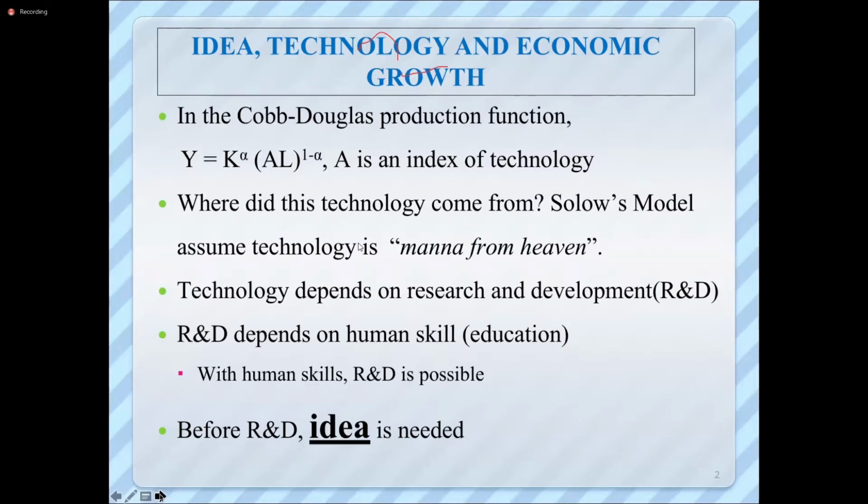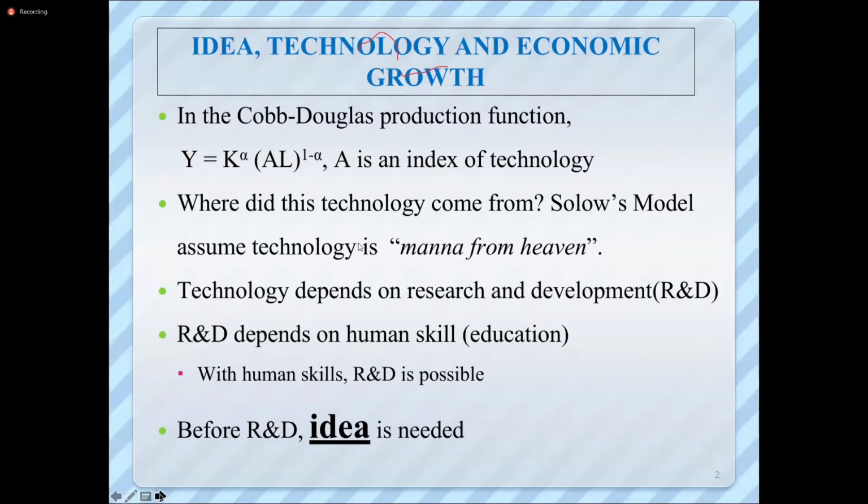If you look at this slide, in the Cobb-Douglas production function, we have Y equals K, A, L, where A is an index of technology. The most important thing is we have to understand where this technology comes from. In the models previously that we saw under the exogenous, Solow, Mankiw, Romer and Weil, they assume that technology is manna from heaven.